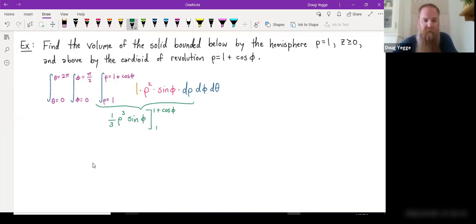Now we just have to plug those quantities in, and that's going to give me 1/3 times (1 plus cosine phi) cubed times sine phi, minus, and now I plug in 1 for rho, 1/3 sine phi. And so now that gives me a function of phi, which I am going to be able to integrate again with respect to phi in the next step.